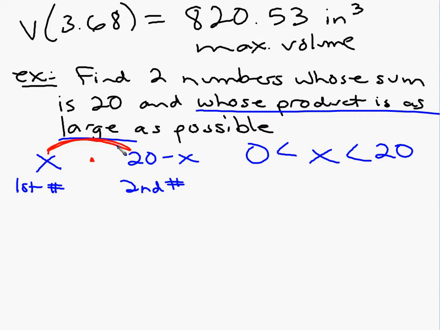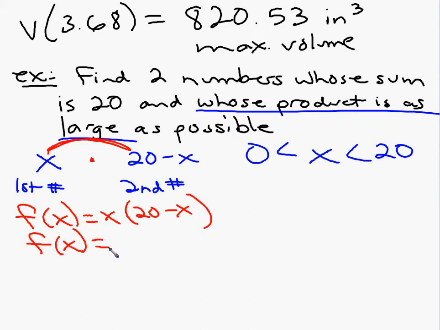So the product, we'll just use plain old f of x, is going to be x times 20 minus x. That's what we want to use to find our extrema, the product of those two numbers. Now, I would go ahead and distribute that x and make it 20x minus x squared, because it will be so much easier to just go ahead and find the derivative of that puppy. So let's find the derivative of that puppy.